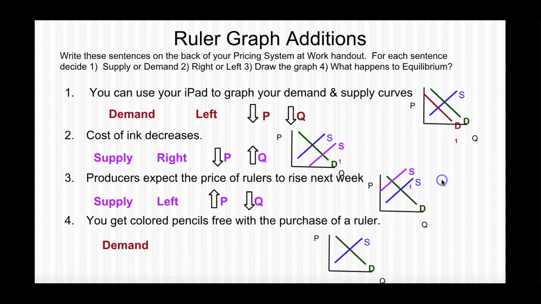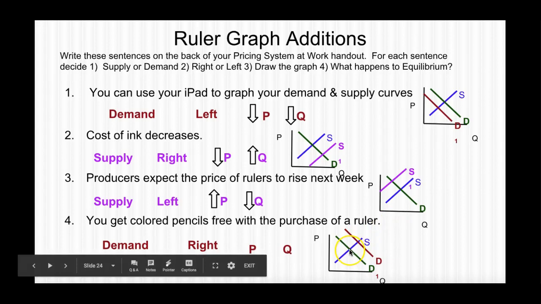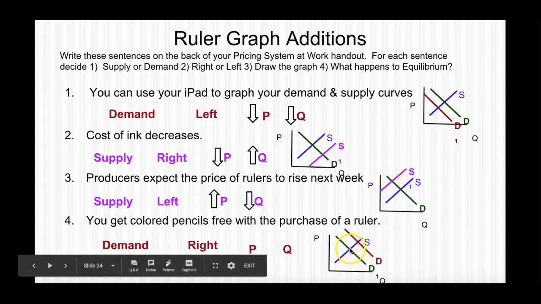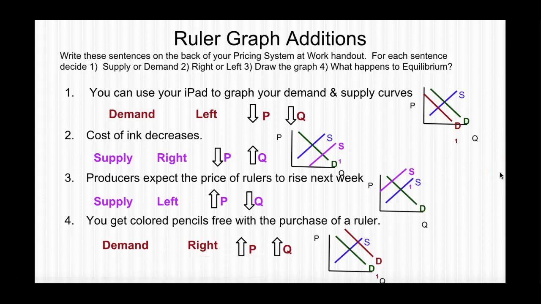My demand for rulers is going to shift to the right. So here's my right shift in demand. All right, what happens to my equilibrium price and my equilibrium quantity? Well, here's my old equilibrium. Here's my new equilibrium. What happened to my price going from here to here? My price went up. What happened to my quantity going from here to here? My quantity also went up. All right, so those are the answers for those ruler graph examples.